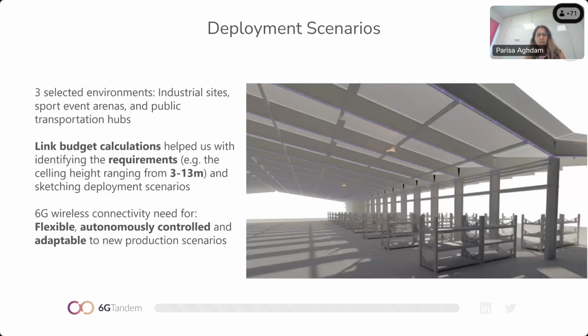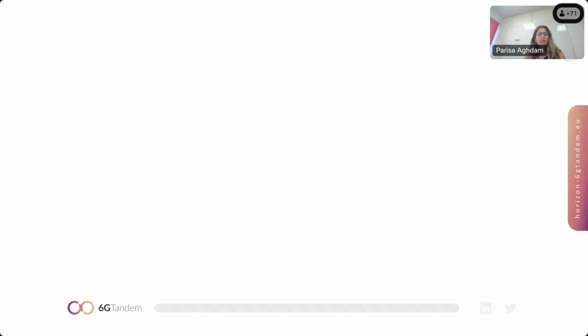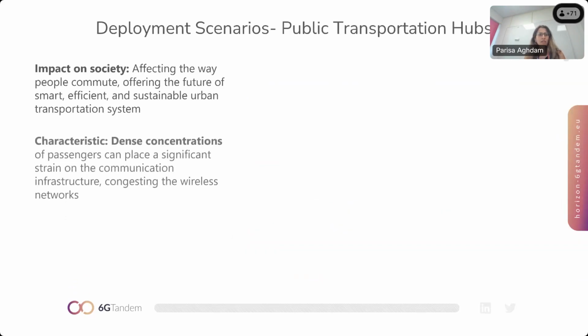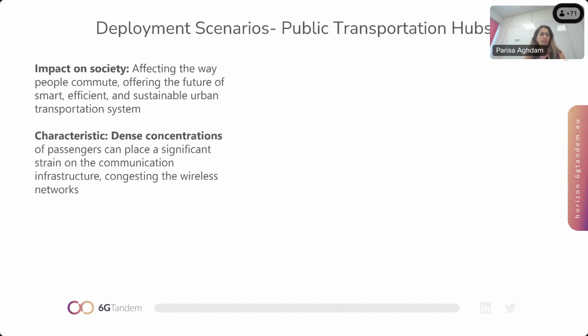So, for example, this is one of the scenarios. We have these industrial sites. On the other hand, we have the public transportation hubs, focusing on impact on society, affecting the way people commute, offering the future of smart, efficient, and sustainable urban transportation systems. The characteristic of this type of environment is a dense concentration of passengers, which can place a significant strain on the communication infrastructure.